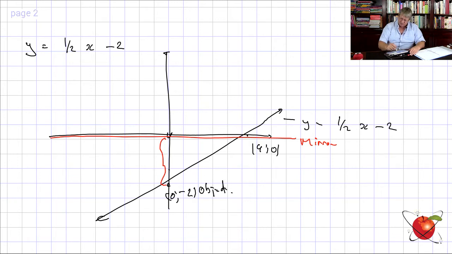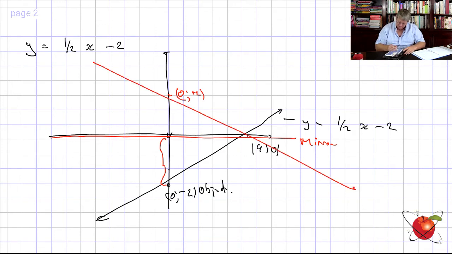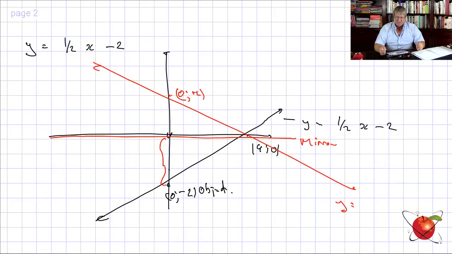Now where do I put it? I put it on the opposite side of the mirror, equally far away. My x is 0, my y is plus 2. So my new graph is going to be there. This is the line y equals, hold on, we don't know. We're going to have to work it out. So as a revision, we're going to work out the equation of that graph. But hopefully you can see that.